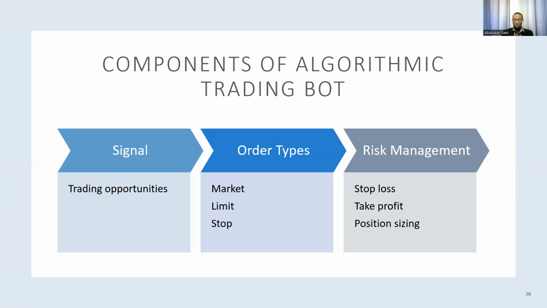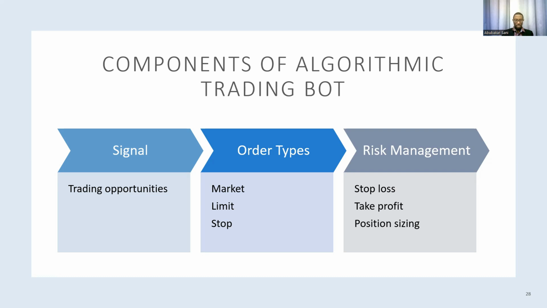All right. So we have components of our algorithmic trading bot. So if you're going to have any strategy, now strategy has to have three things. One, it has to have a signal. This tells you when there is a trading opportunity so that you buy into that and enter a trade based on that opportunity. You have the second part, which is the order type.